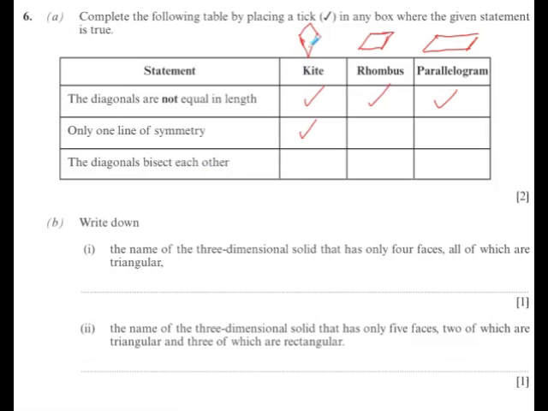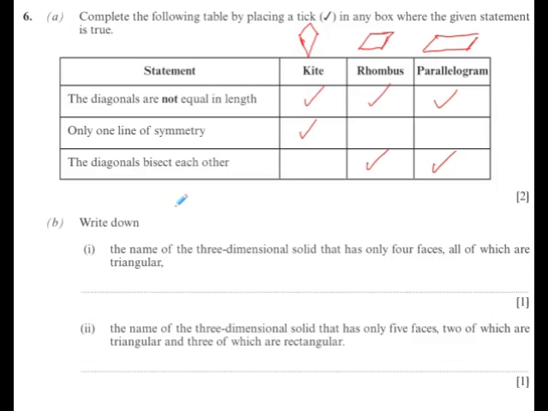The diagonals bisect each other. Well, that line will bisect that line, but that line won't bisect that one. By bisect I mean cut exactly in half, cut the line exactly in half. Here the diagonals may be of an equal length, but they will bisect each other, so that line will cut that one in half and vice versa, so we can put a tick there. And the same goes for the parallelogram, so put a tick there.